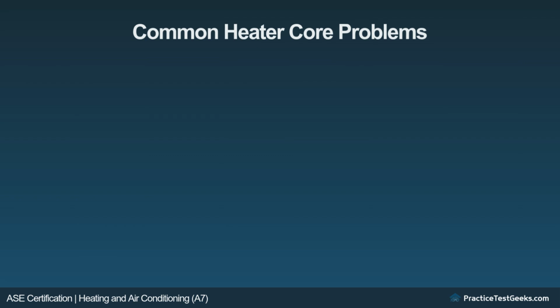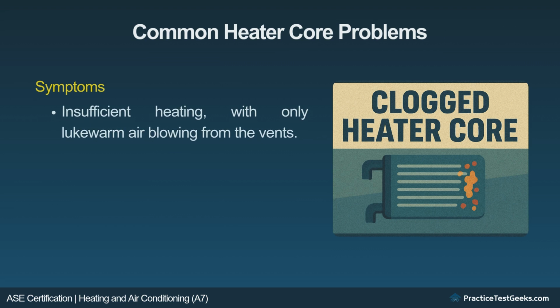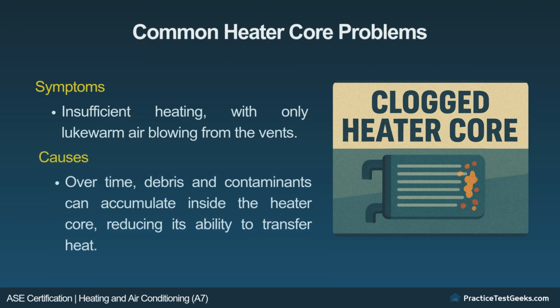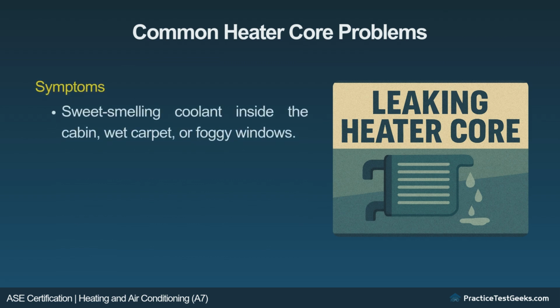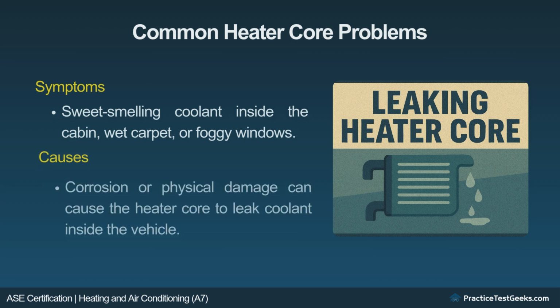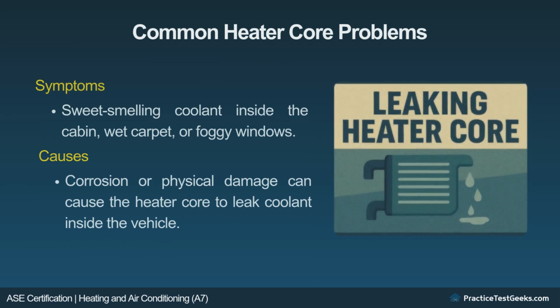Common heater core problems. Clogged heater core. Symptoms. Insufficient heating with only lukewarm air blowing from the vents. Causes. Over time, debris and contaminants can accumulate inside the heater core, reducing its ability to transfer heat. Leaking heater core. Symptoms. Sweet-smelling coolant inside the cabin, wet carpet, or foggy windows. Causes. Corrosion or physical damage can cause the heater core to leak coolant inside the vehicle.